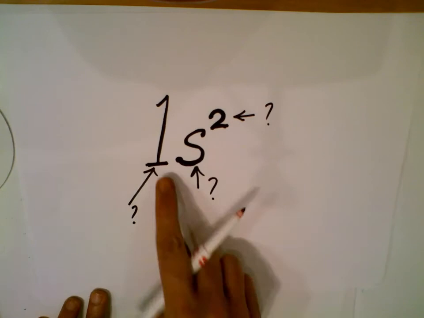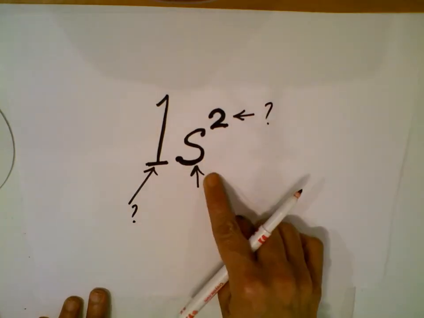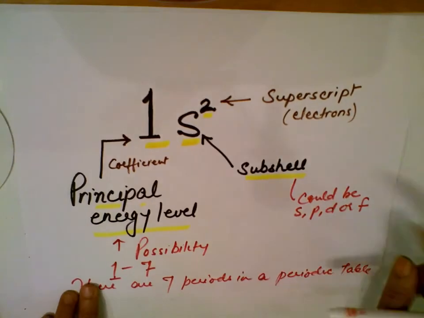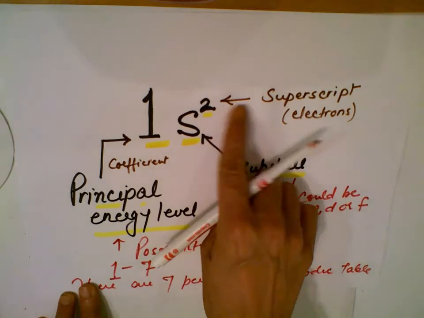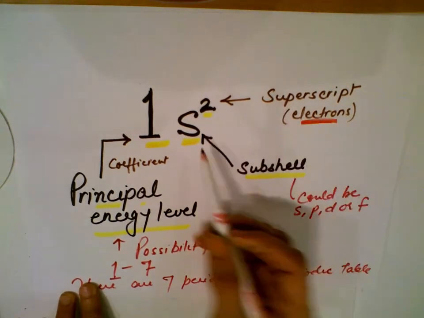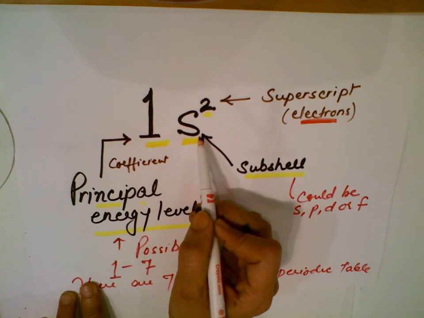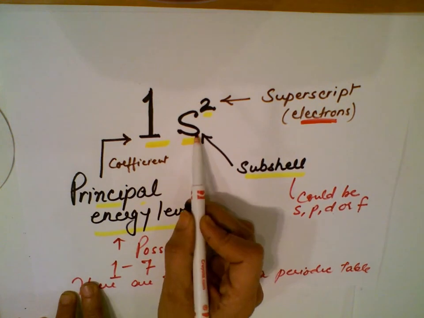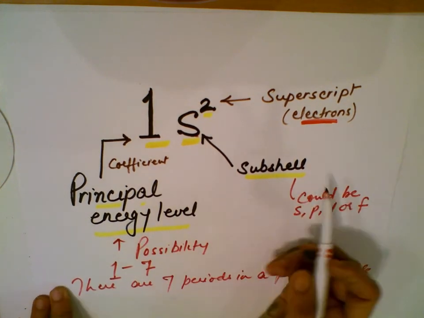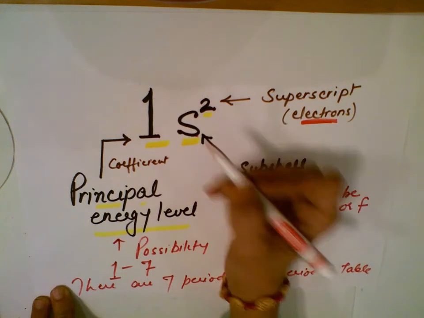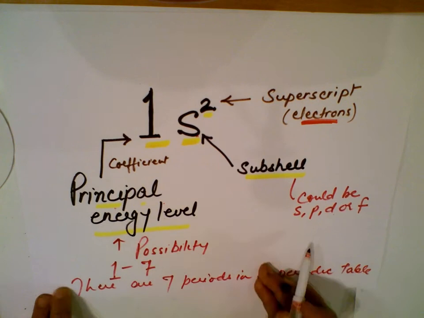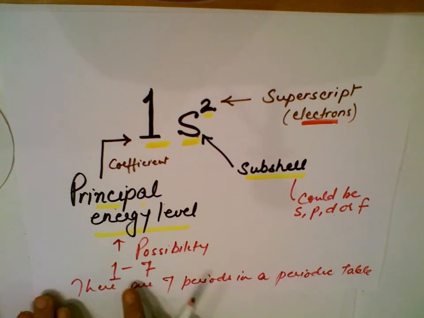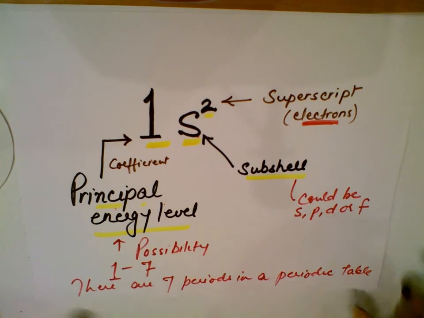Okay. Right. Just write this for me. What does each one of these represent? 2. This one S and this one 1. If this is what you wrote, you got it. These numbers at the top, they are the superscripts. They represent electrons. This S could be S or P or D or F, 4 possibilities, because there are 4 types of subshells. So this letter represents the subshell or the sublevel. And the coefficient in the front, these big numbers, they represent the principal energy level, or you can say shell. And the possibility is 1 through 7, because there are only 7 periods on a periodic table.